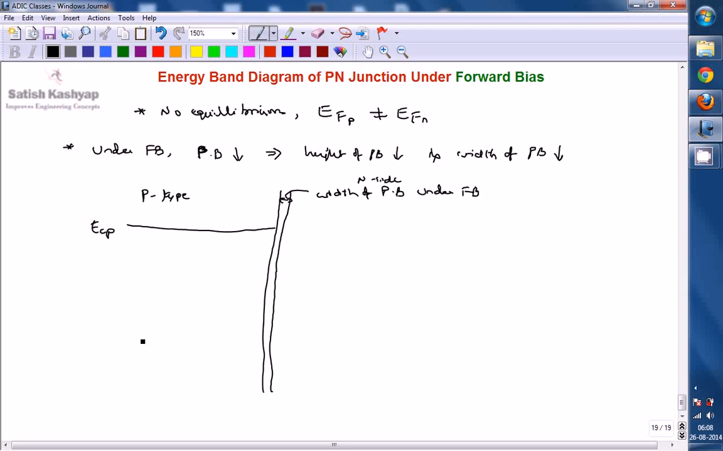Whenever it is ECP, at that time there is a valence band edge EVP, and in the middle you will get EFI, and Fermi level is more near to valence band edge. So this is the Fermi level related to P type semiconductor. If it is EFP, at that time we must show the potential barrier height is going to reduce.